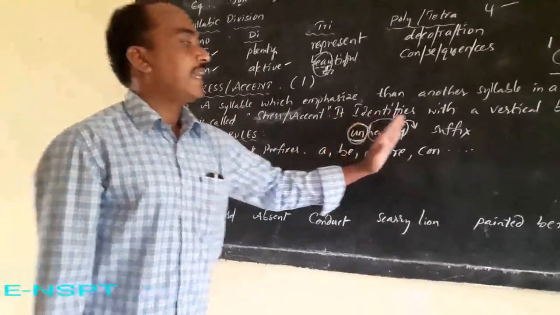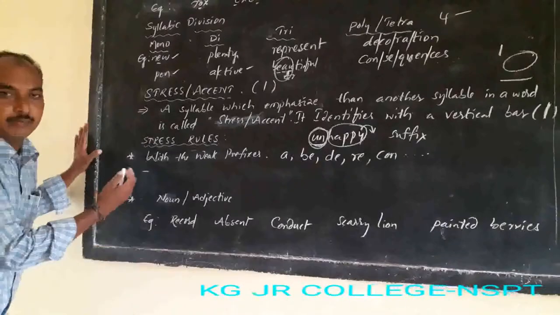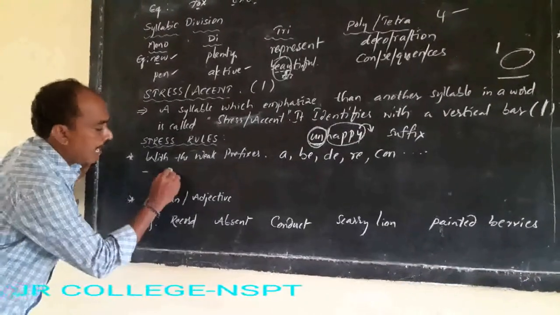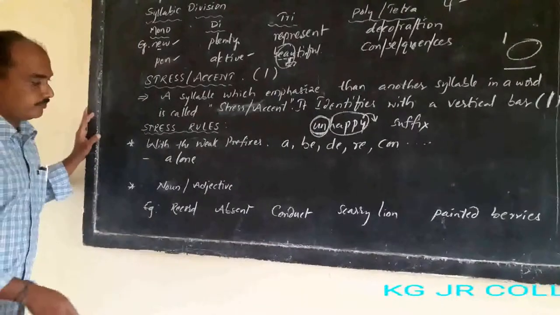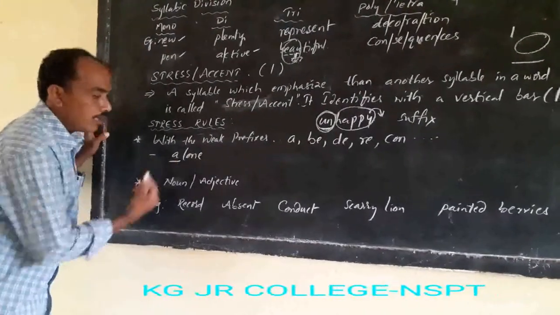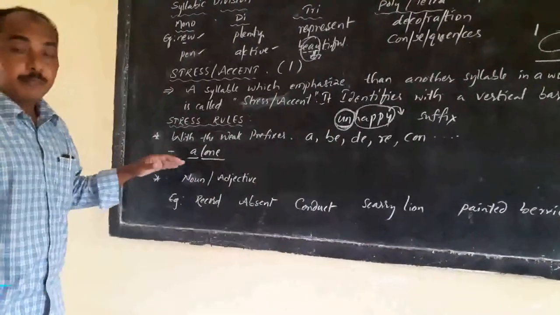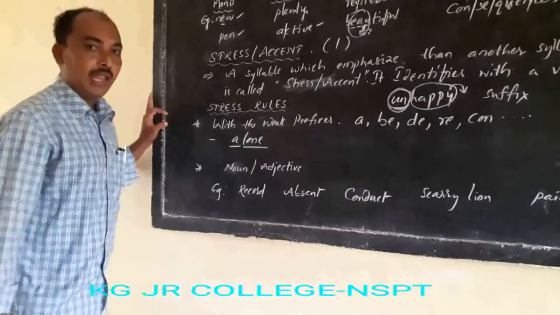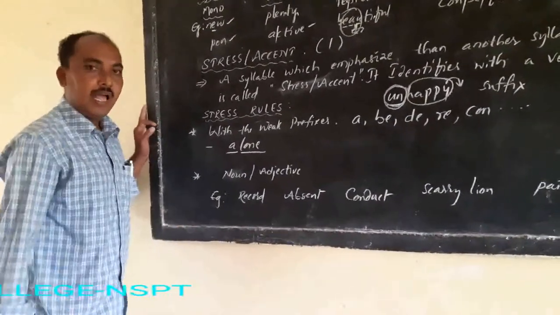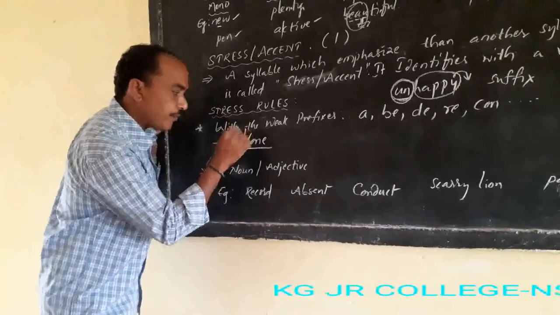after that sound, the next part should be stressed. For example, we come to understand. For example, alone. In this, two parts are there. One part is a, and the other part is lone. Here, how can we pronounce this? Actually, alone with stress on a is not right. Alone is more natural. Alone means here the stress should be identified on lone.